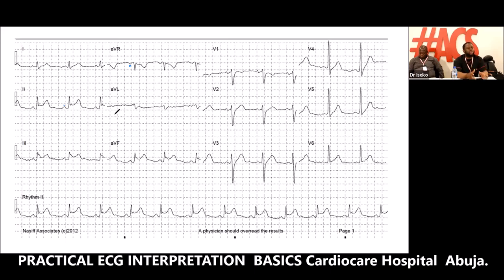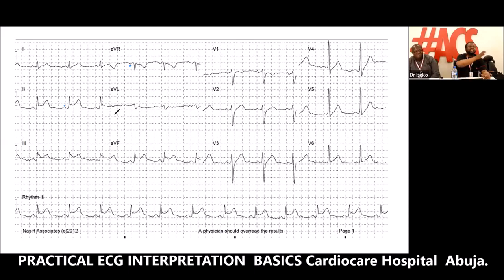Lead 2. So who are the other brothers of lead 2? Lead 3 and aVF. You have to use that, so go back to your book. Leads 2, 3 and aVF are looking at which part of the heart? Check your book. Inferior. So what is this? Say it, you can do it. Inferior MI. Don't worry, nobody will cut your head. Don't start saying you have typhoid or whatever. This is an inferior myocardial infarction.